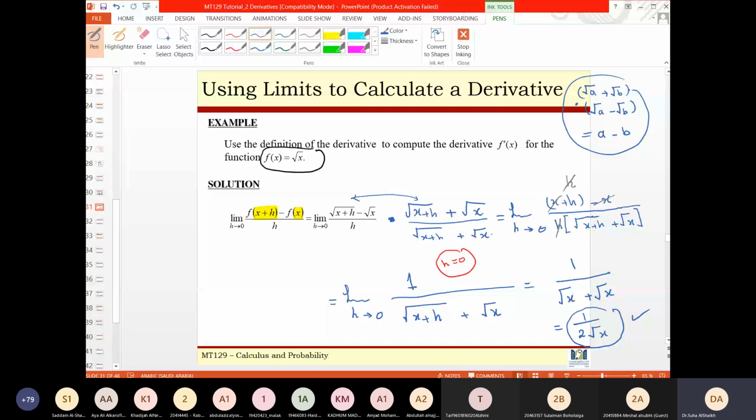Are you getting that? Is it clear? The conjugate rule is used with roots only. You want me to do one more of this? One more of the root? Let's do one more with the root.